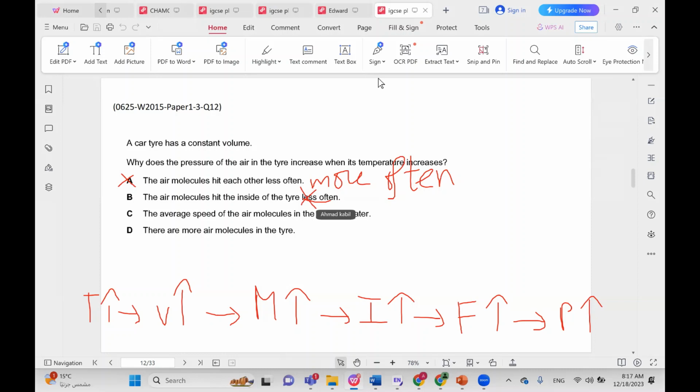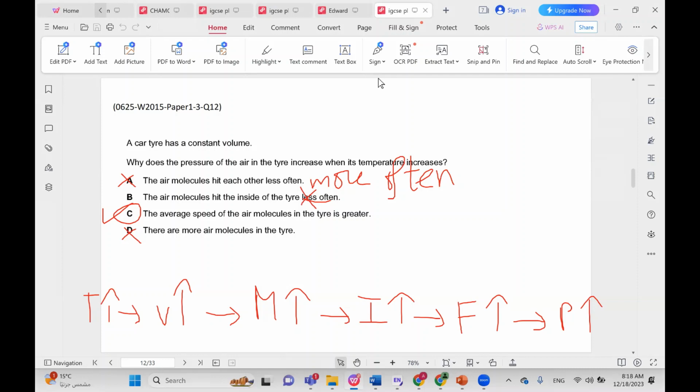The average speed of the air molecules in the tire is greater. Yes, this is correct. There are more air molecules in the tire. No, this is wrong. Where would the air molecules come from? This is a car tire that is closed in and of itself, and there are a certain number of air molecules inside it, and that does not change when we heat the tire. So the correct choice here is C.